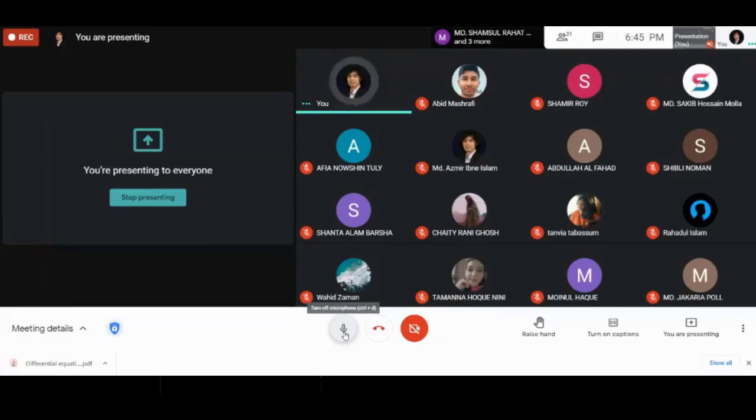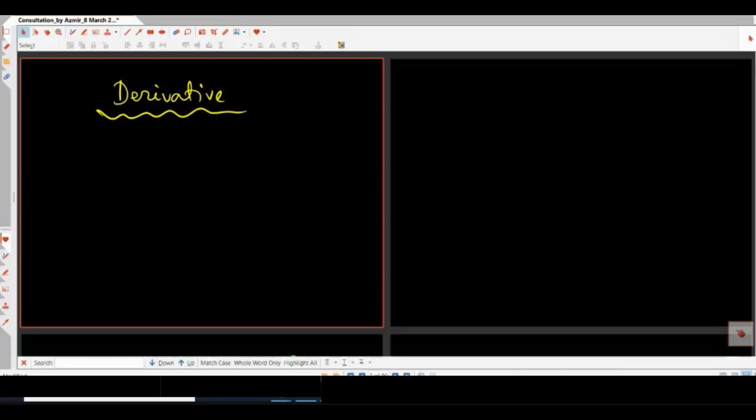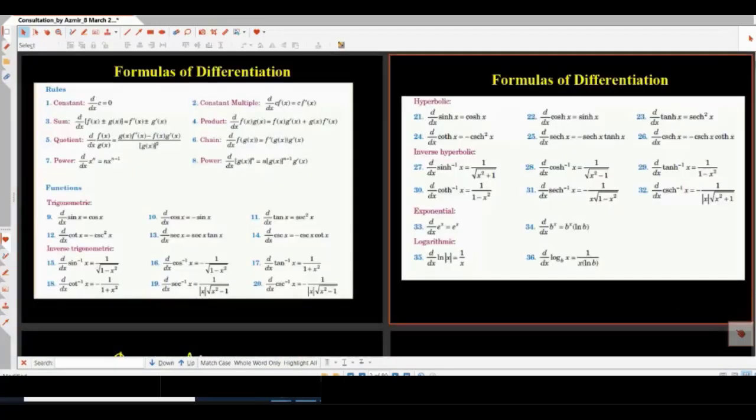In simple words, we can say that the process of finding a derivative is called differentiation. So we are going to learn about the derivative and the techniques that we have in differentiation. Besides this, we need to know the formulas of differentiation. You can see that the formulas are here. These formulas will always be useful.